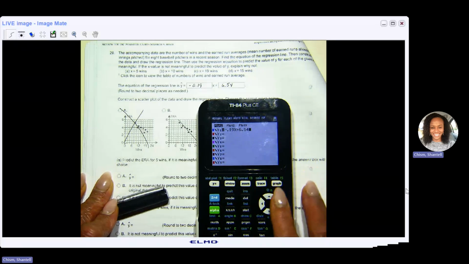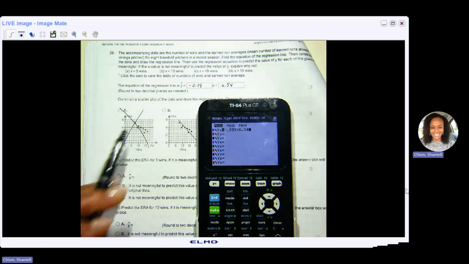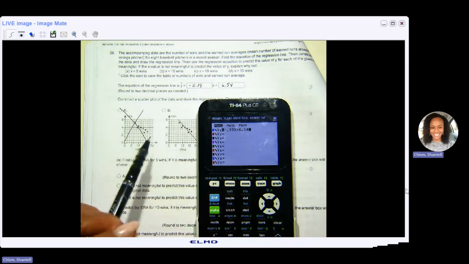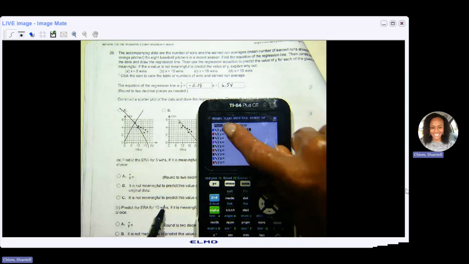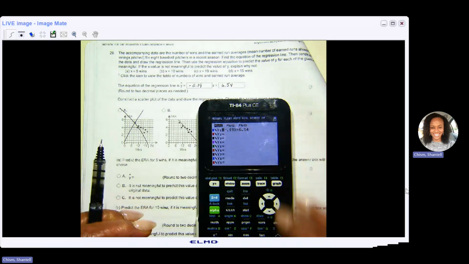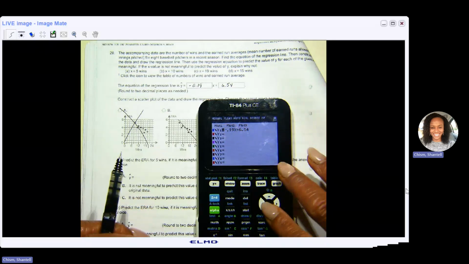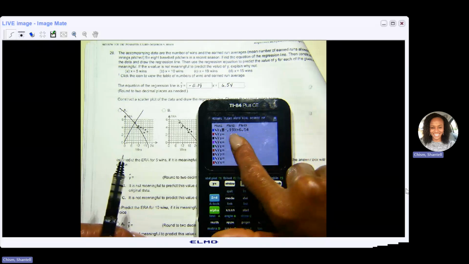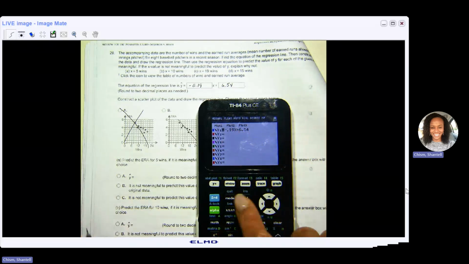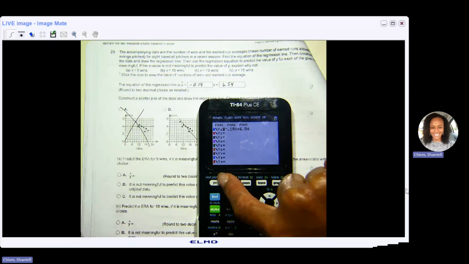All right. Now I also want the calculator to plot the points. Right now, it's only plotting the equation. So to plot the points, I technically need the plot to be turned on. I already have mine on, but let's pretend like it was off. So I'm going to turn it off. All right, so I've got the equation that's going to take care of the line. I want to turn the plot on. So let's press, you see stat plot right there in blue?